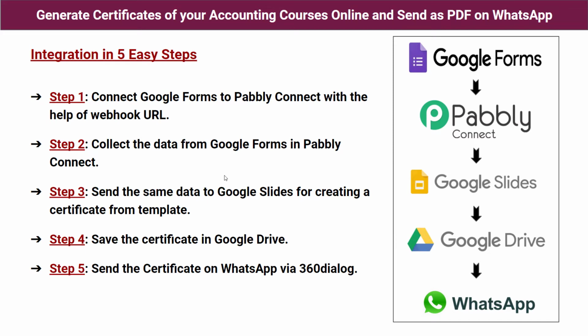Okay guys, before we start with the process, let me tell you the 5 easy steps of integration as you can see on my screen. Step number 1 says, connect Google Forms to Pabbly Connect with the help of a webhook URL. So what we will do first is log in to our Pabbly Connect account. Then we will integrate Google Forms with Pabbly Connect. Now why are we integrating Google Forms with Pabbly Connect first? Because we have created the forms for the students in our Google Forms account. So it is important to integrate Google Forms first.